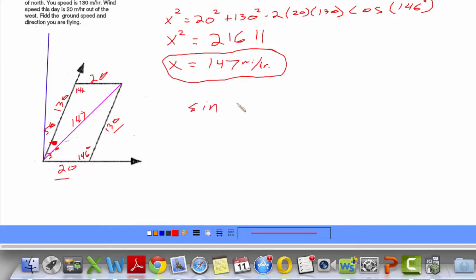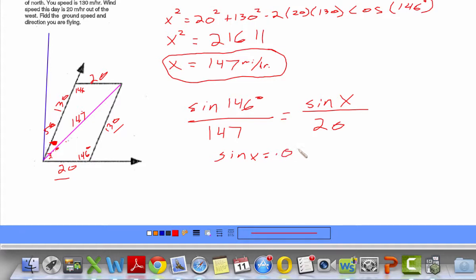I can do sine of 146 degrees over the 147 that we found is equal to sine of what we're looking for over 20. Do a little cross multiplication. Now this shouldn't be a very big angle, I'm guessing. And divided by 147. Remember, I got sine of x equals 0.076. You got to do the inverse of that guy. Inverse of that guy, and I get 4.36 degrees.